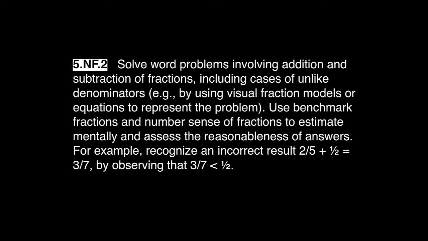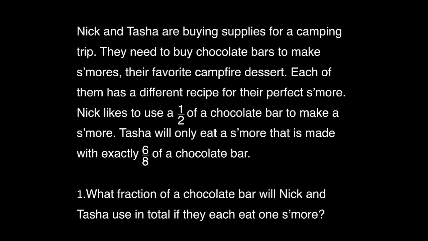For this particular video, we used a problem taken from Illustrative Mathematics. In this problem, students are making some s'mores for a campfire treat. Nick likes to use 1/2 of a chocolate bar, and Tasha likes to use 6/8 of a chocolate bar. And the question that students will be tackling is, what fraction of a chocolate bar will Nick and Tasha use in total if they each ate one s'more? Well, let's take a look and see how this student tackled this problem.